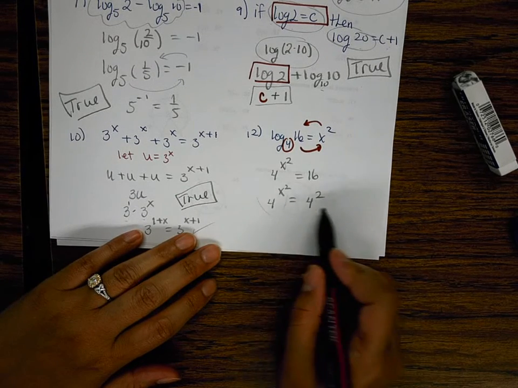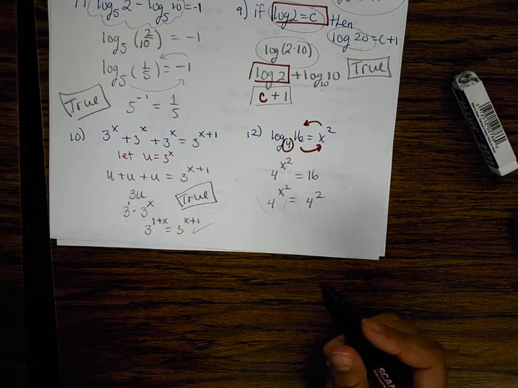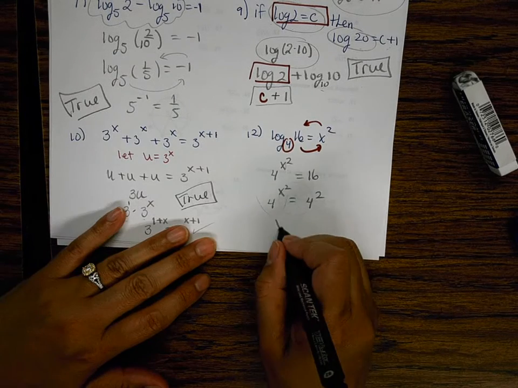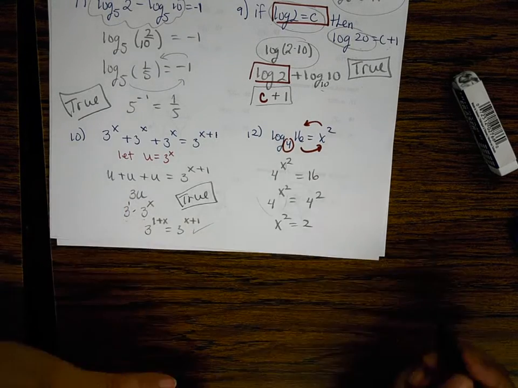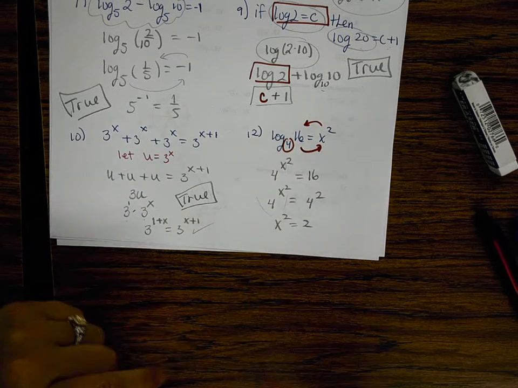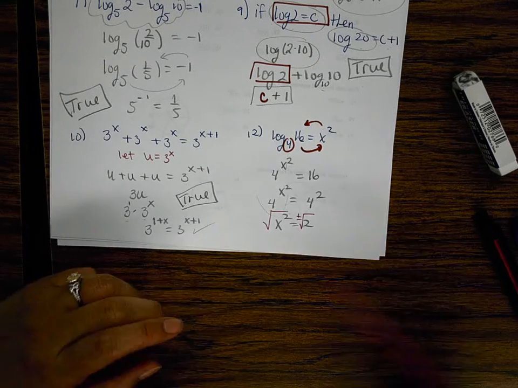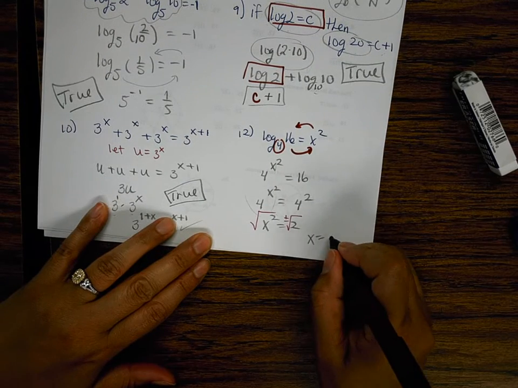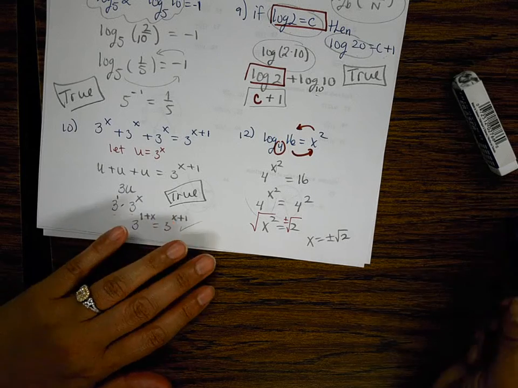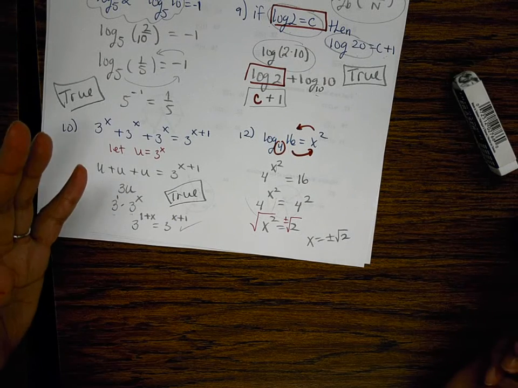Since they are both the same base, I can drop the bases. X squared equals 2. And inverse operation is square root. And when I square root both sides, I do plus or minus. Therefore, x equals plus or minus root 2. And that is it.